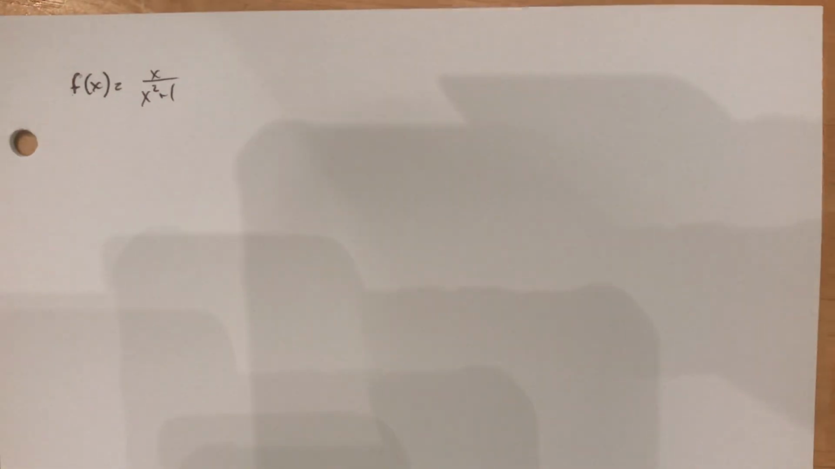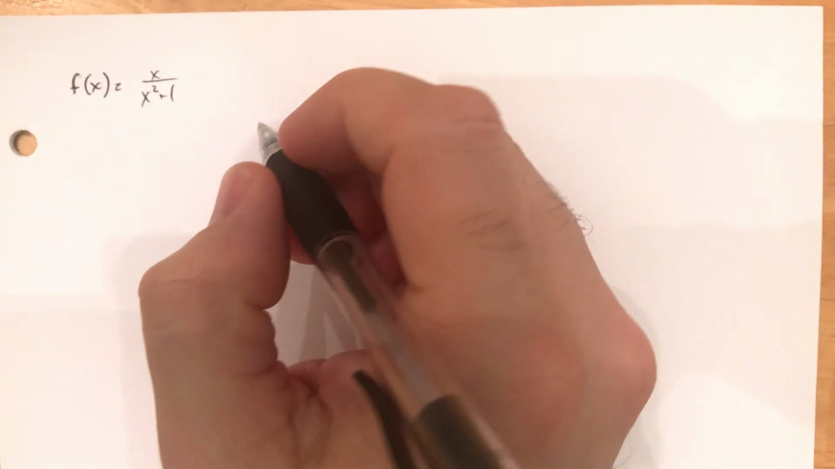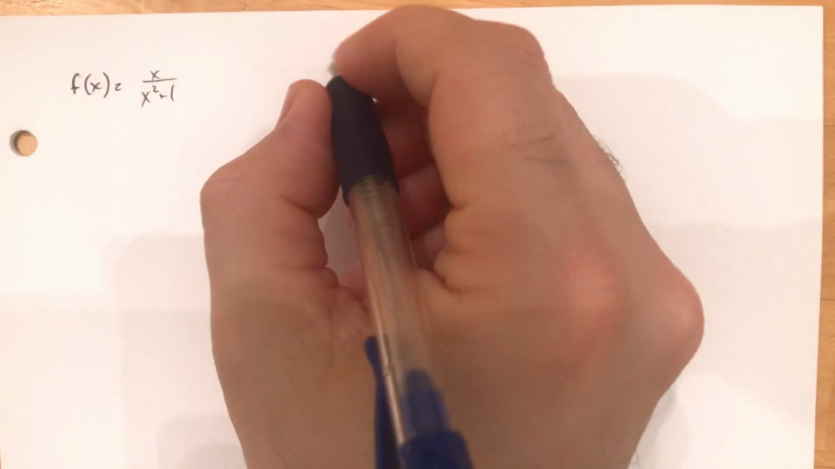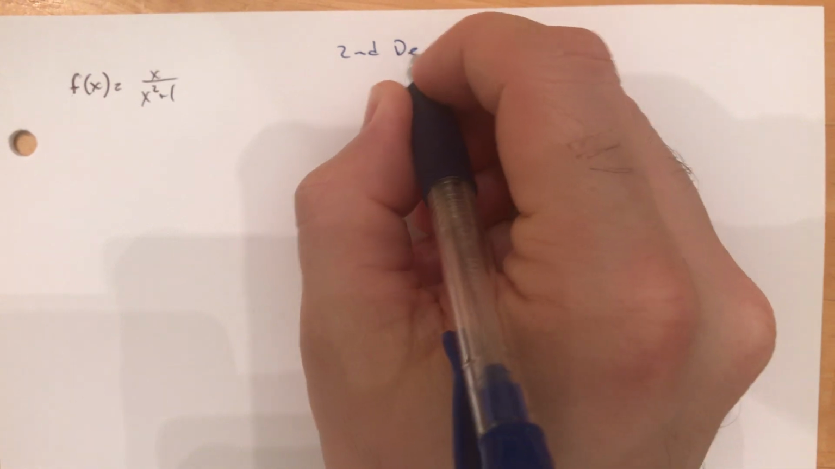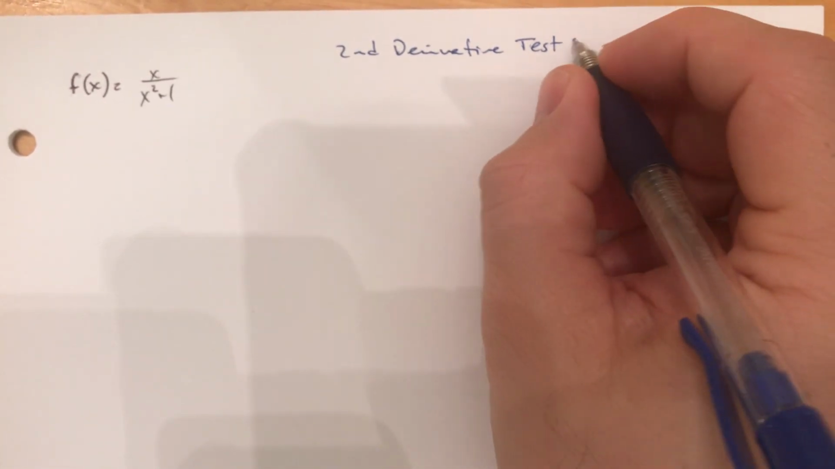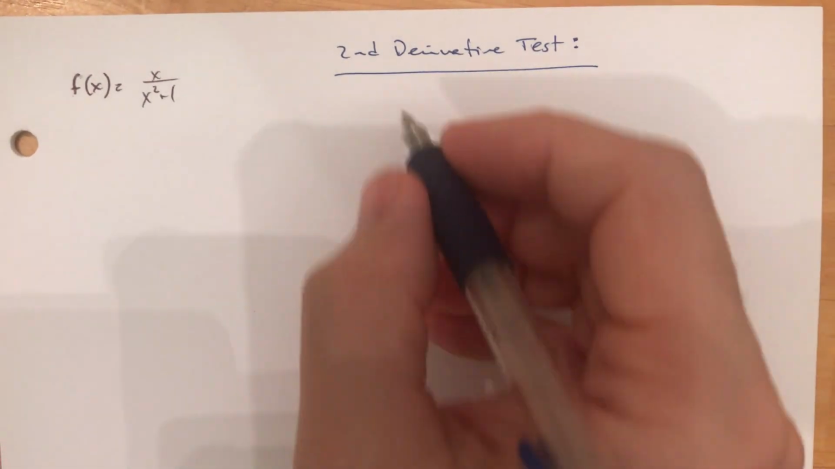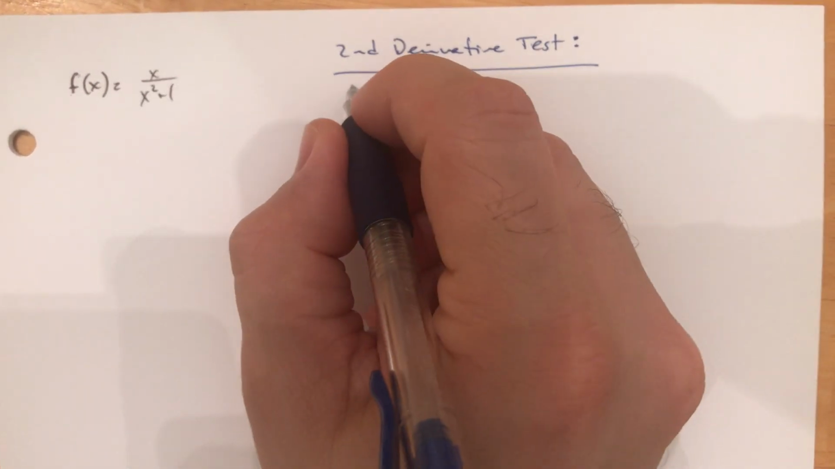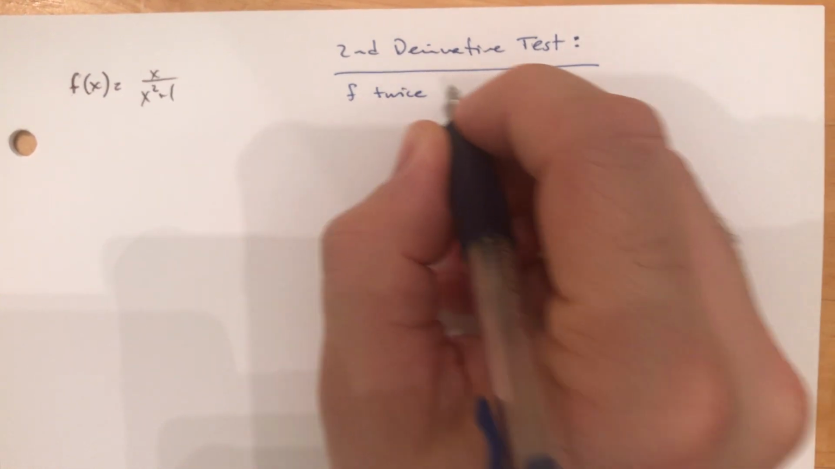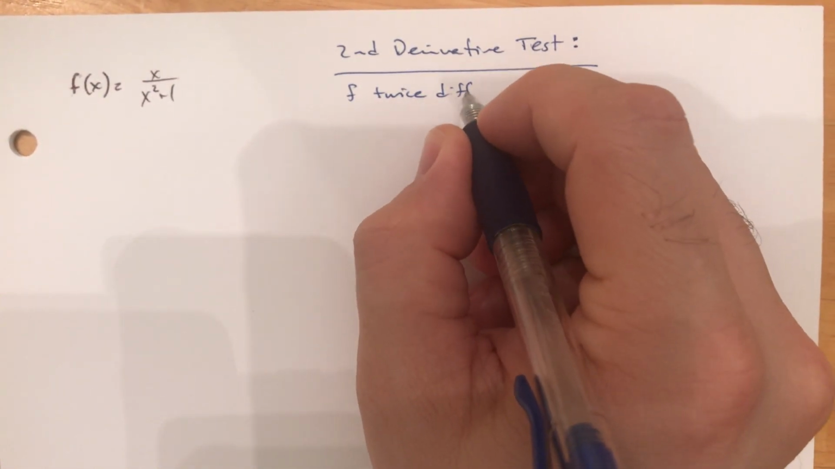Okay, so we're going to do a couple of examples of finding relative maximums and minimums using our new second derivative test. And let's just write down what that is real quick, so we've got it handy. Let f be, we said, twice differentiable.